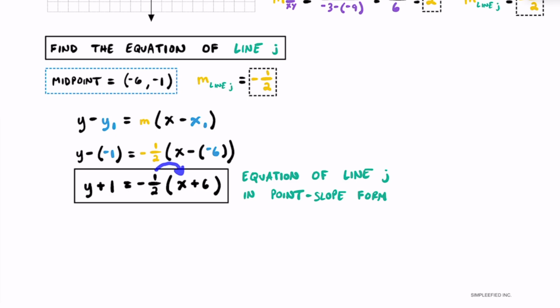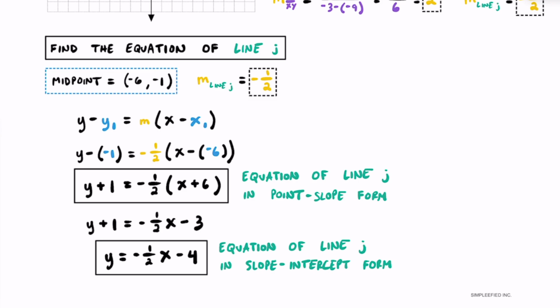We can do that by starting by distributing this -1/2. Leave the left side alone, it's just going to be y plus 1. Distributing that -1/2, we're going to have -1/2 x, and then -1/2 times 6 is -3. Finally, let's take away 1 from both sides of the equation. We get y equals -1/2 x, and then -3 take away 1 is -4. This would be the linear equation for line J in slope-intercept form.